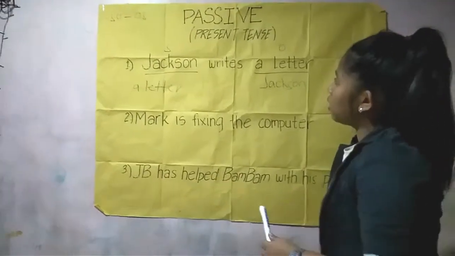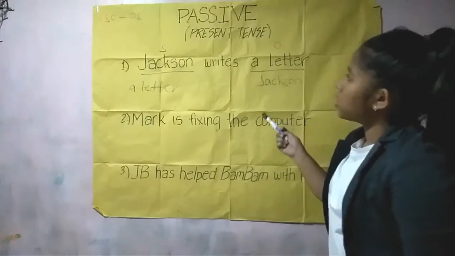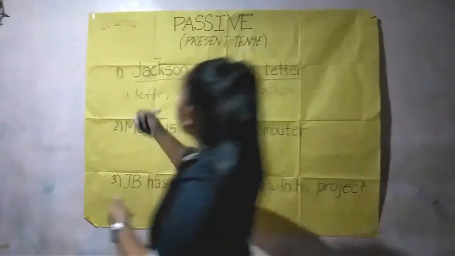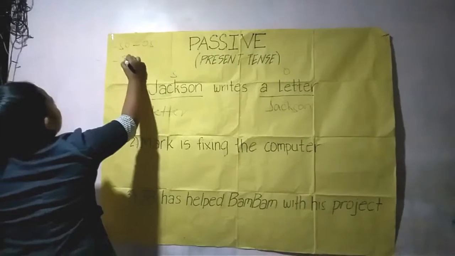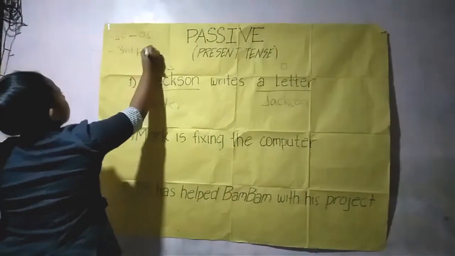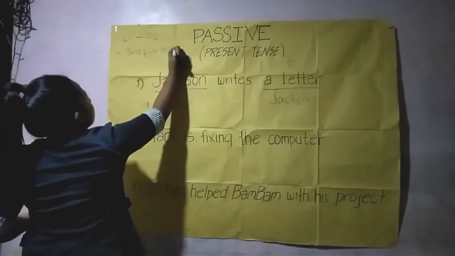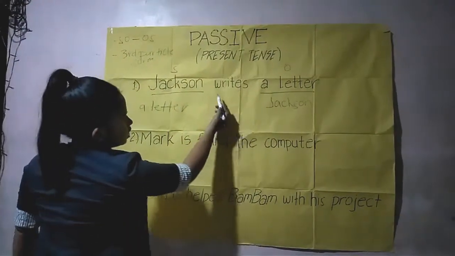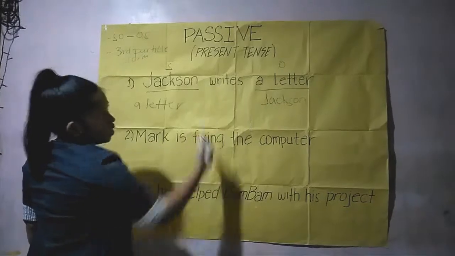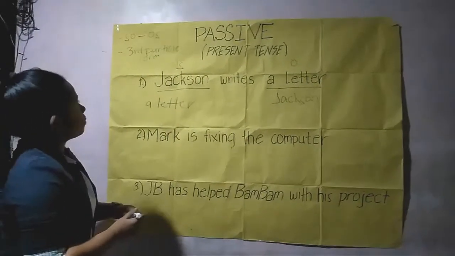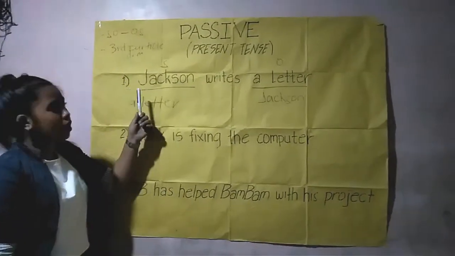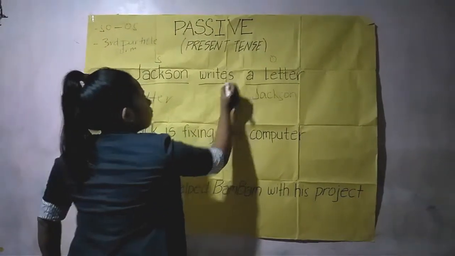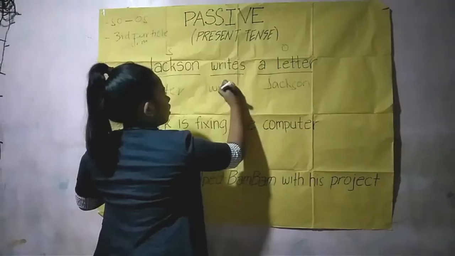Then for the second key, we will use the third participle form. So in the verb, which is writes, we will use it in the third participle form. What is the third participle form of writes? The past participle, or the third participle, written.